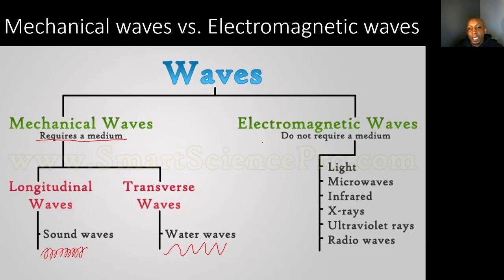An example of transverse waves are water waves, which are the type of waves that most people are used to. And if we look at electromagnetic waves, they do not require a medium in order to travel. Some examples of electromagnetic waves are light, microwaves, infrared, X-rays, ultraviolet rays, and radio waves. And all electromagnetic waves are transverse waves.